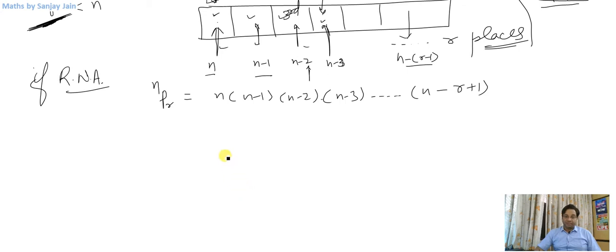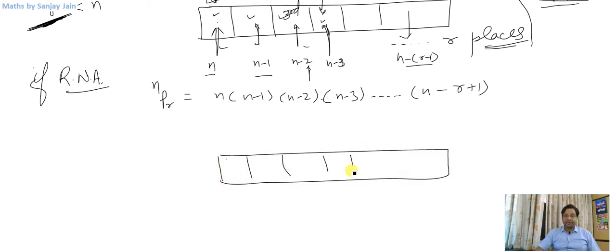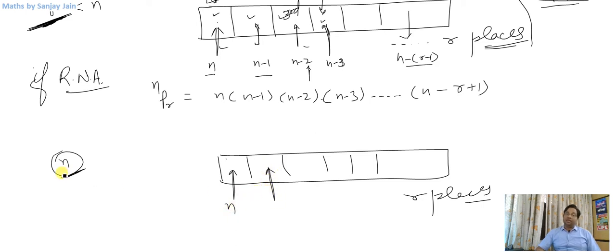But if repetition is also allowed, then also we can say these are r places to be filled. Now the repetition is allowed. So out of these n objects, I can fill any object here. So I have n options to fill the first place. Repetition is allowed, so I can still place any of these n objects here. So I have n options to fill this place also, and the third place can also be filled in n ways.